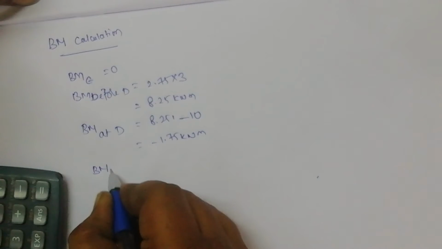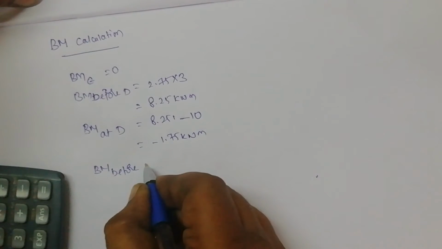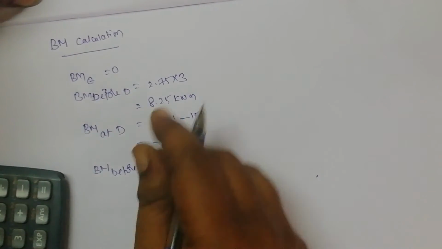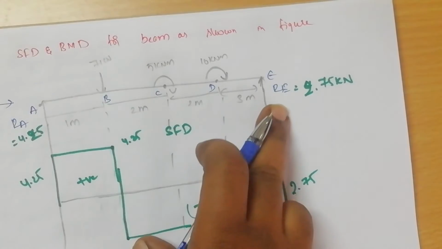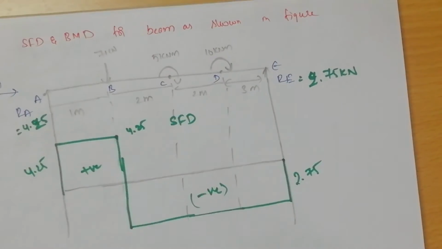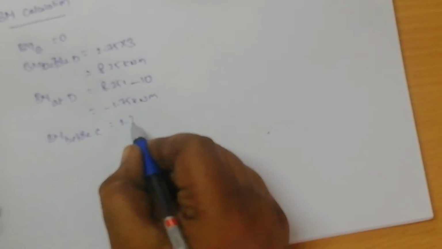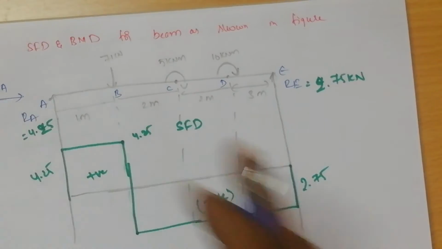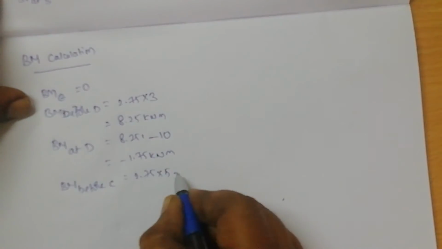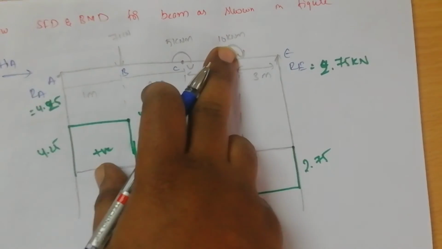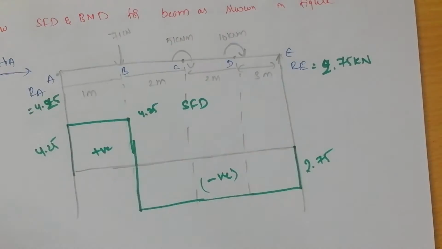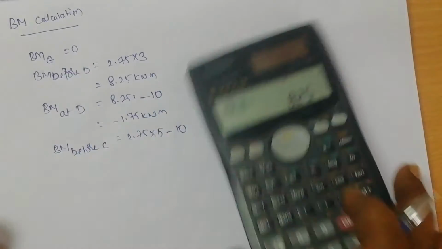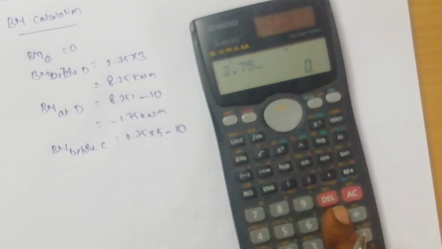Next is bending moment before C. Because of this load, the value is 2.75 into the distance from point E to C, which is 3 plus 2, that is 5, minus 10. Why minus 10? The moment of 10 at point D is before C point, so we will consider that also. So the value is 2.75 into 5 minus 10.